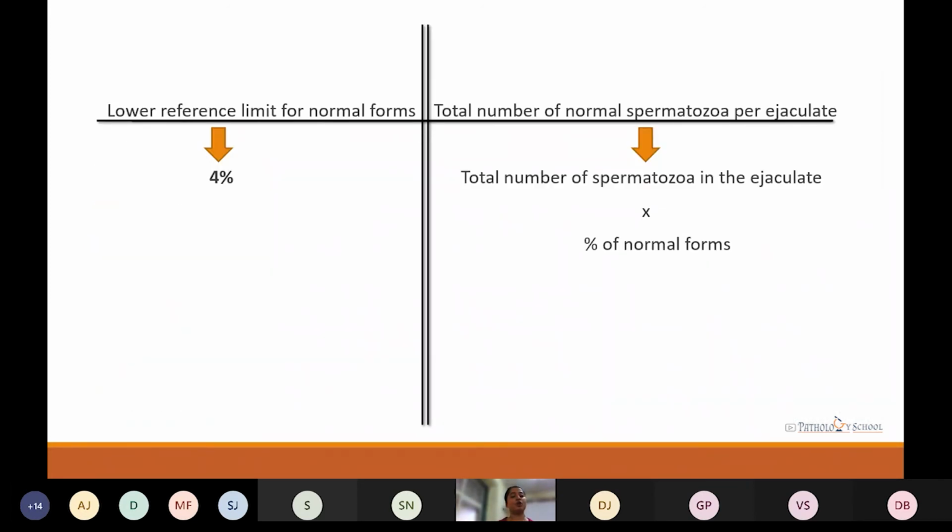The lower reference limit for normal forms is 4%, and the total number of spermatozoa per ejaculate is the total number of spermatozoa in the ejaculate multiplied by the percentage of normal forms.